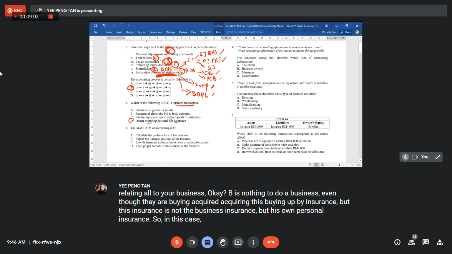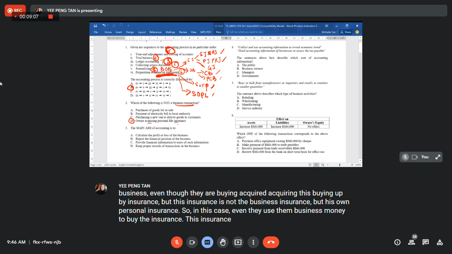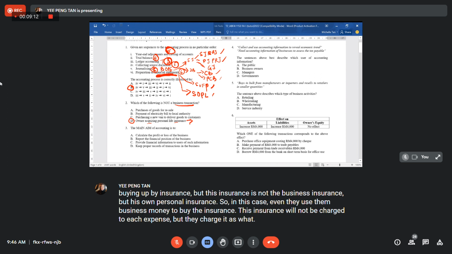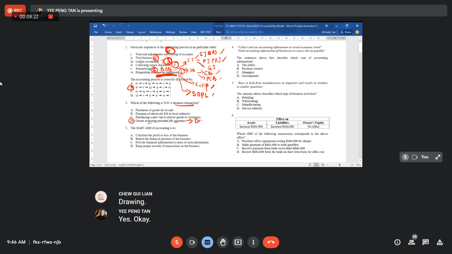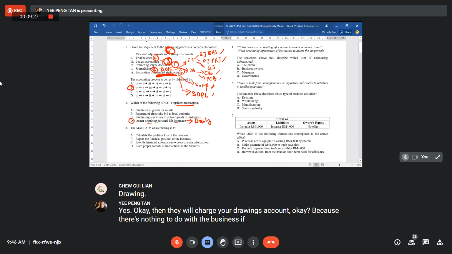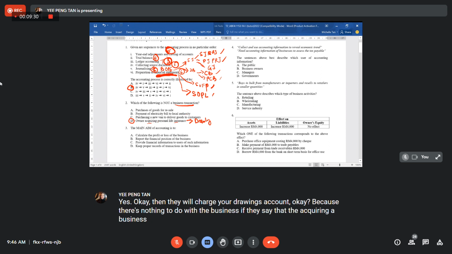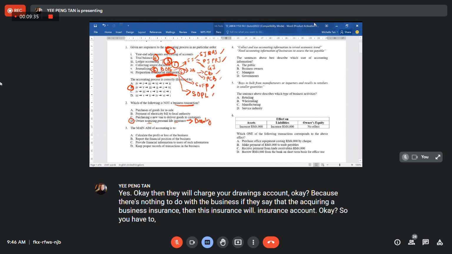So in this case, even if they use the business money to buy the insurance, this insurance will not be charged to insurance expense. What account do they charge? If they buy this insurance for his own use, this is called what? Drawing. Yes, okay, then they will charge the drawings account, because it's nothing to do with the business. If they say they're acquiring a business insurance, then this will go to the insurance account. So we have to know whether the transaction is related to business or not.